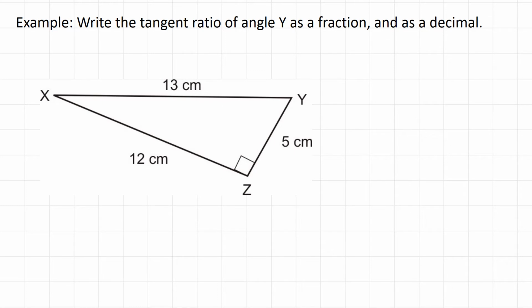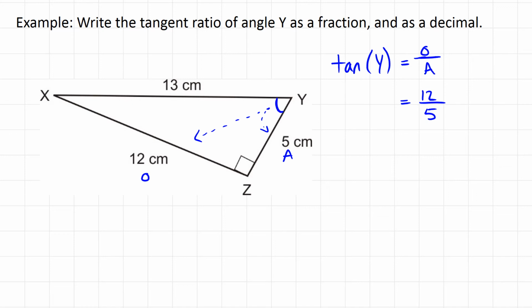So we'll see an example here. Write the tangent ratio of angle y. So here's angle y in the triangle, and the tangent ratio of angle y is equal to, well, it's the opposite divided by the adjacent. I'll just write O over A. So across from y is the opposite side, and the adjacent side can't be the hypotenuse, so it has to be this other side, 5 centimeters. So tangent of y is equal to 12 divided by 5.